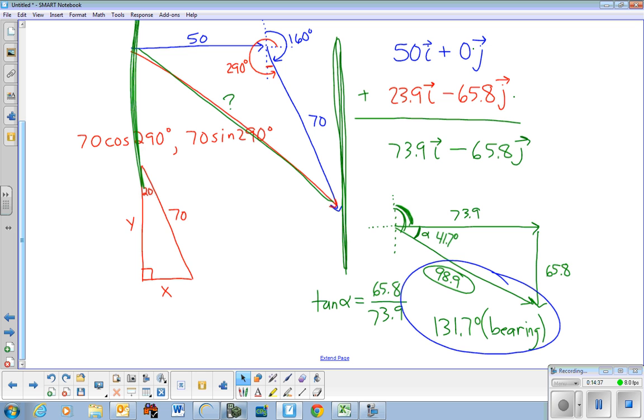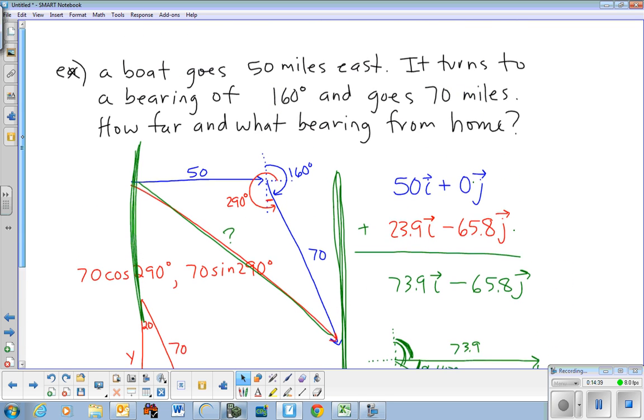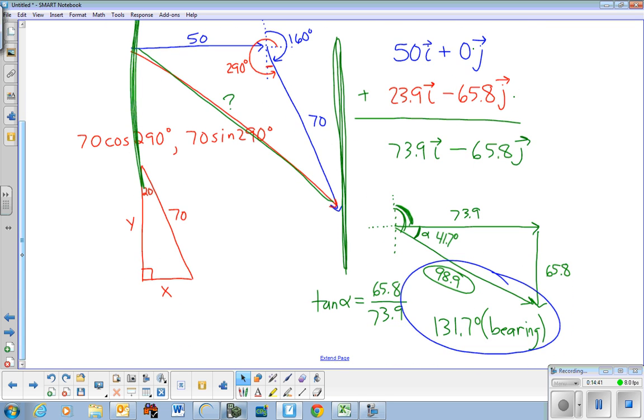All right, so this is video 2 on vectors. There's a lot of stuff for vectors. We're just scratching the surface just to connect it to our triangles unit, and that's it.